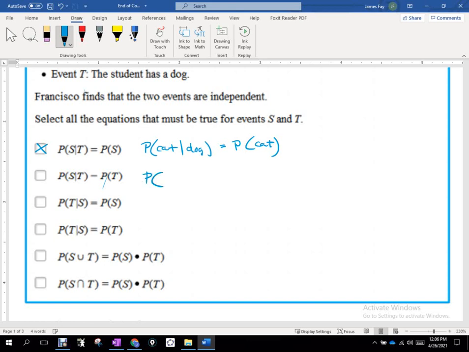Now I'm going to check the next one. Does the probability of having a cat given that I have a dog equal the probability of having a dog?